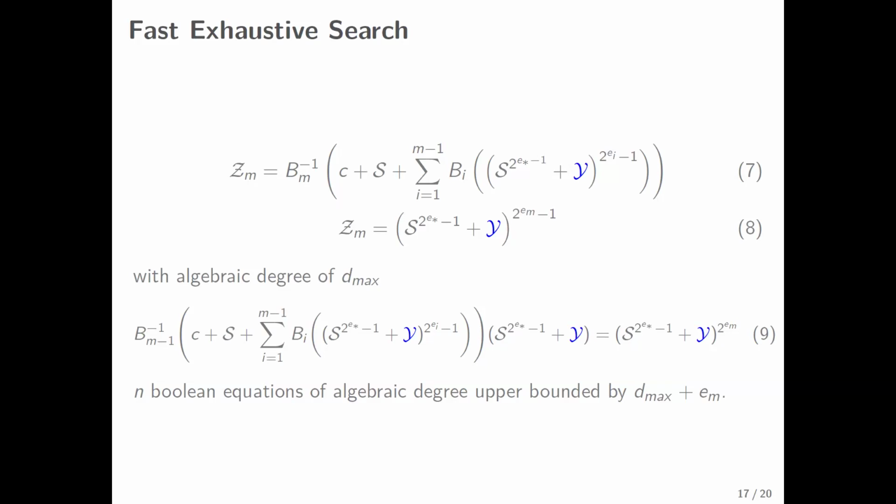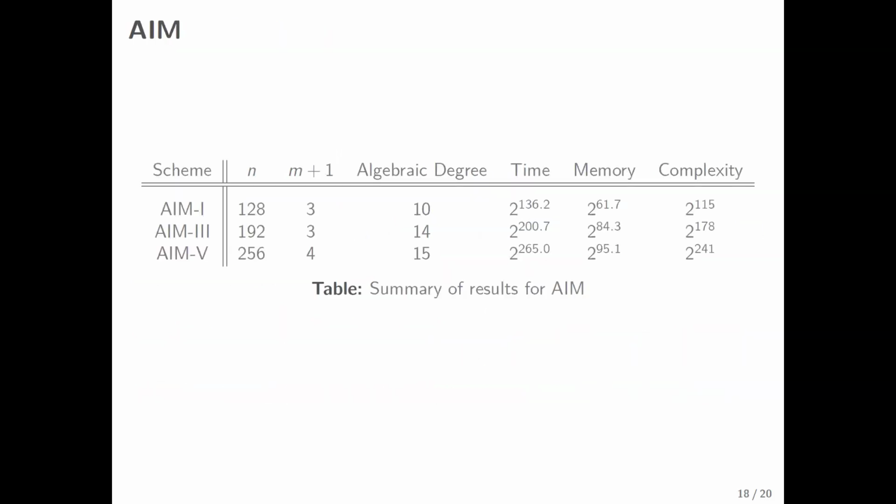But again, this is a very large degree polynomial, so we have to convert it to a polynomial system over the binary field. After that, we have a polynomial system where we can bound the algebraic degree accurately and then solve it using a fast exhaustive search because the algebraic degree is small. So here you can see the summary of the results for different instances of AIM. In all 3 cases, the complexity of the attack is smaller than the required security level.